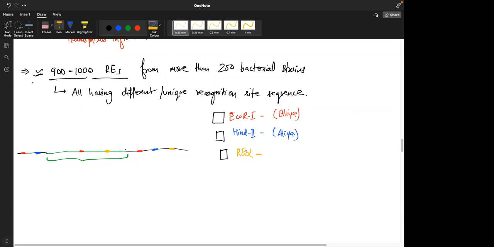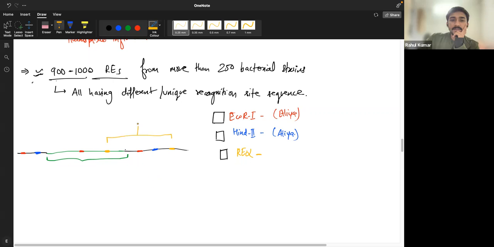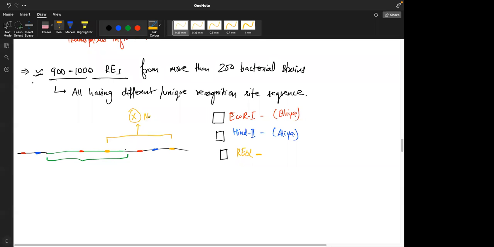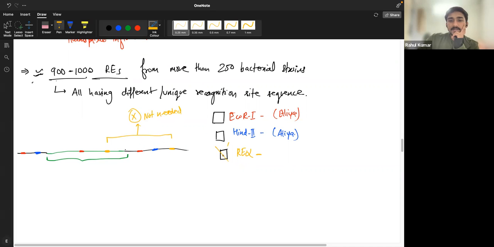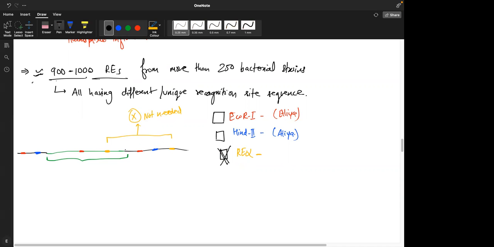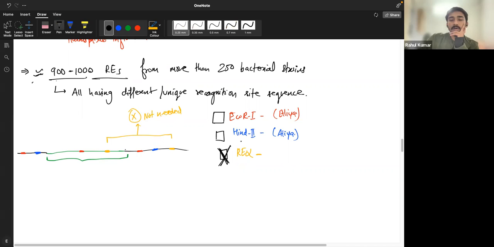No, because it cuts between the DNA segment we made. It's cutting this part, right? We don't need this. Correct? So clearly this is a cross. Everyone agrees that we are not going to use RE alpha? Yes, sir. Now the choice is between EcoRI and HindIII.